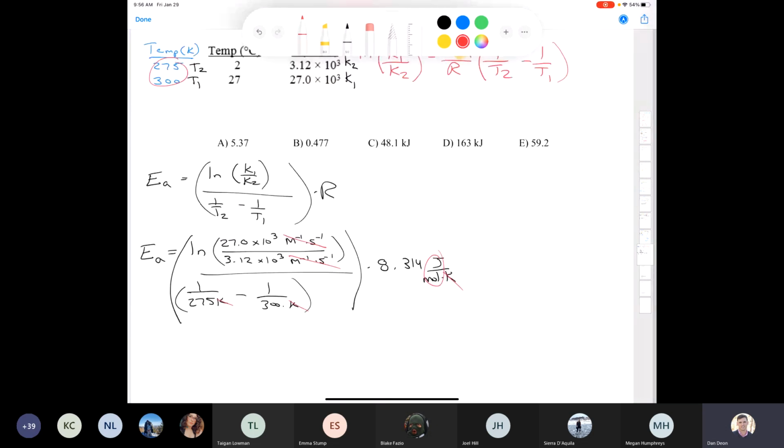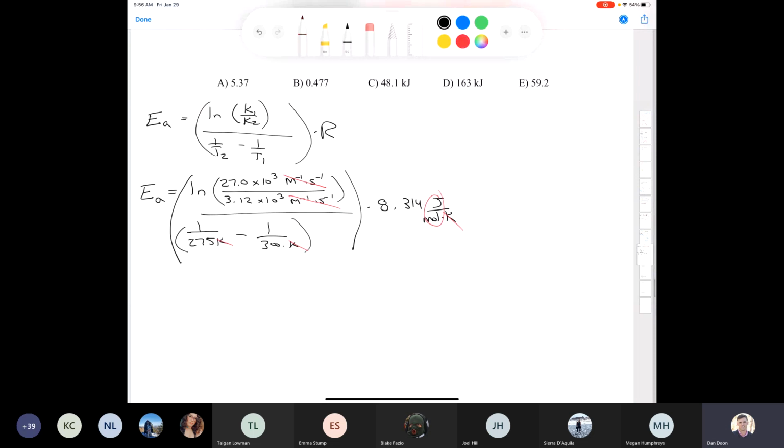Anyhow, when you punch all that into your calculator, you end up with the activation energy being equal to, I got 5.92 times 10 to the 4th power joules per mole. And I'm going to convert that into kilojoules. I know there's 1,000 joules in 1 kilojoule.